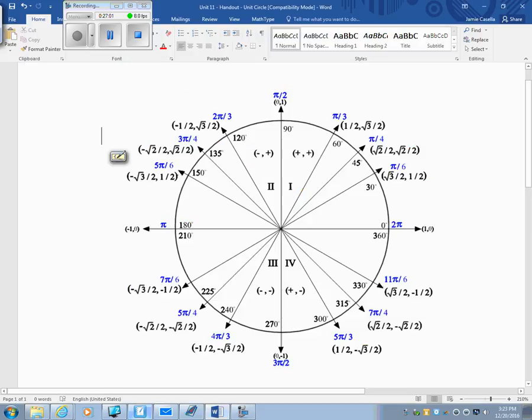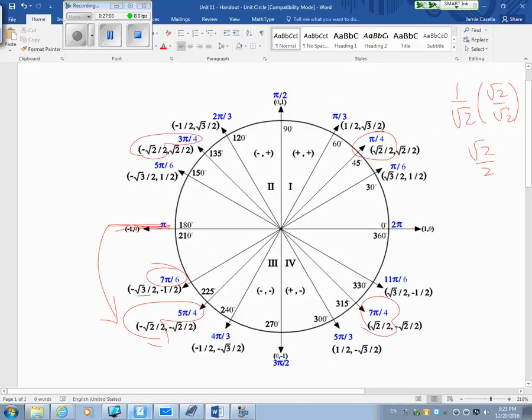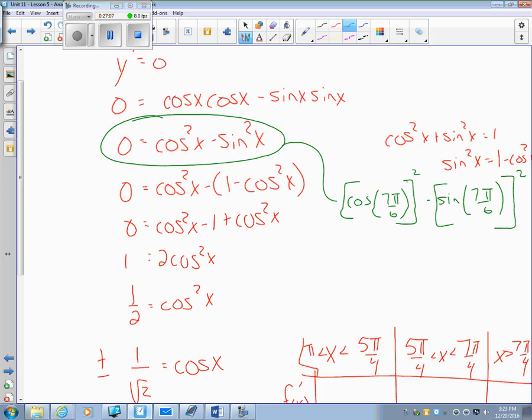So what's cos 7 pi over 6? That's negative root 3 over 2. And negative 1/2 is the other one. So if we were to put those in, we get negative root 3 over 2 squared minus negative 1/2 squared. So in other words, we get 3/4 minus 1/4. Oh, that's a positive.